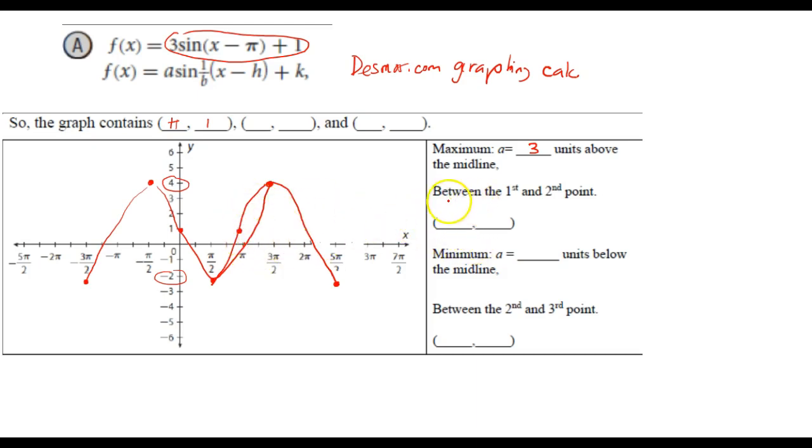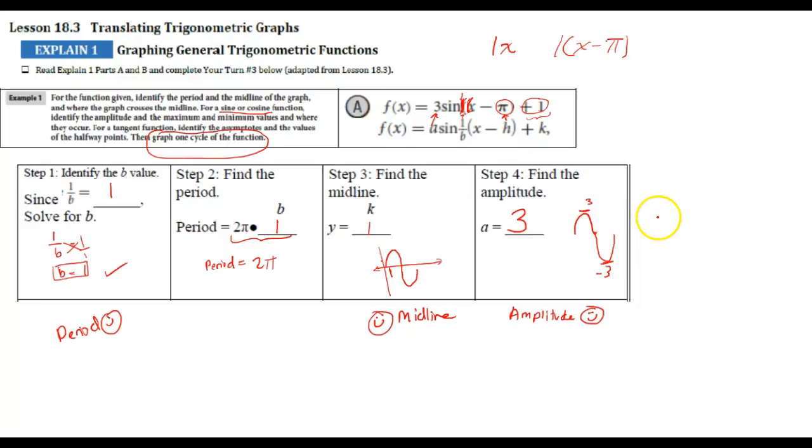Alright, and then it says between the first and second point. So, as you can see here, our maximum value here is about 3 pi over 2, comma 4. Our minimum value is going to go, again, 3 units below the midline. By the way, if you're wondering, what was that midline anyways, Mrs. A? Remember, our midline was about 1.